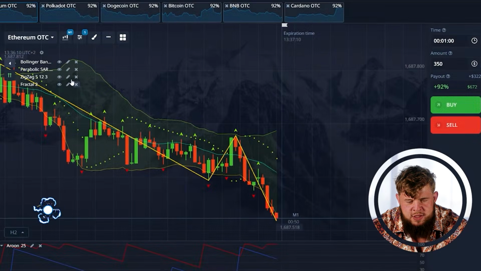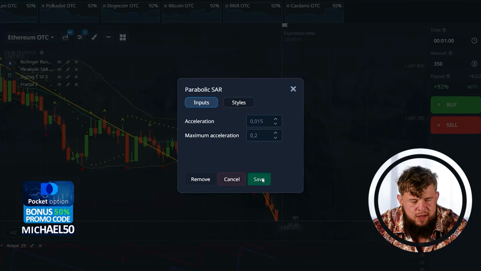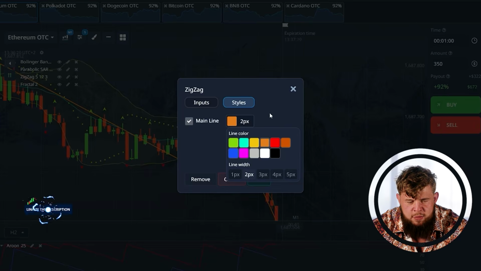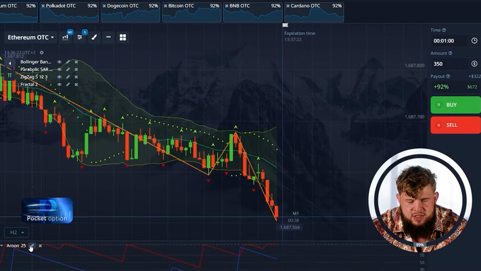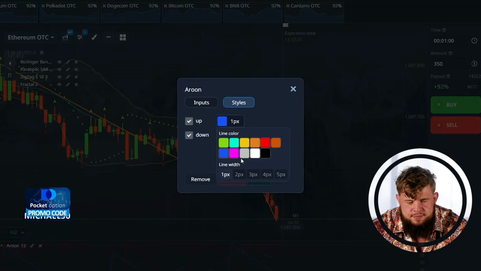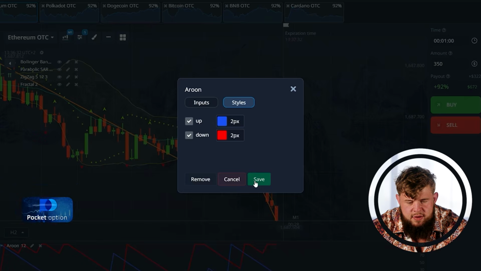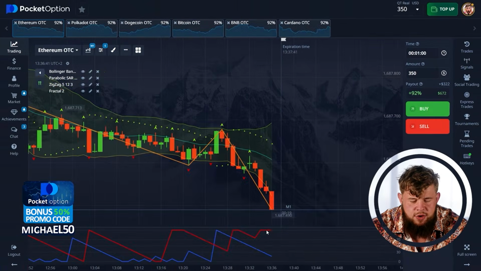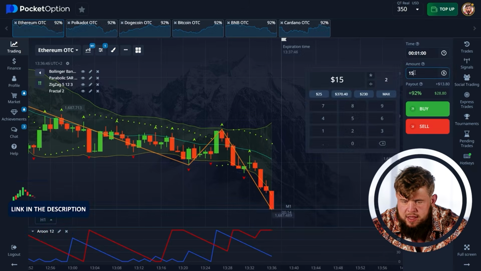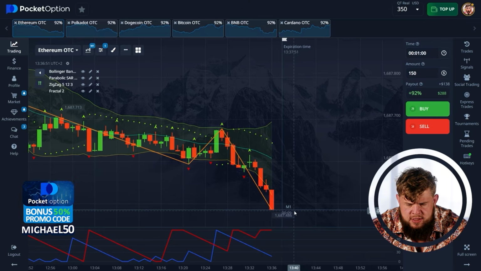Let's also proceed with Parabolic SAR. Let's change the acceleration mode, it will be 0.015. Concerning the zigzag, let's change the styles. The main line will be brown. Aroon, let's change the period, it will be 12. Down will be, okay, save. Fine, so according to the Aroon oscillator, let me first change the investment, it will be 150. Now we're ready to start, as I told you.